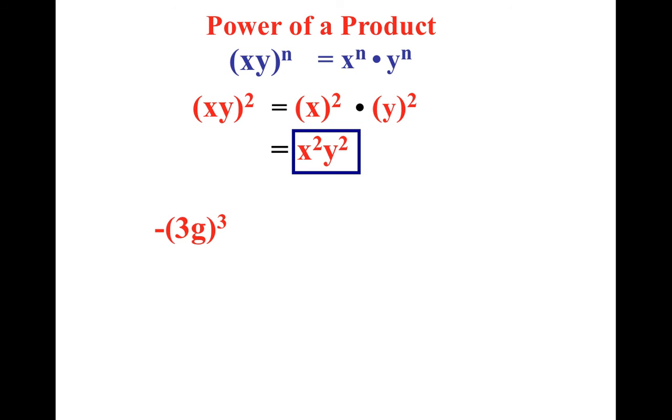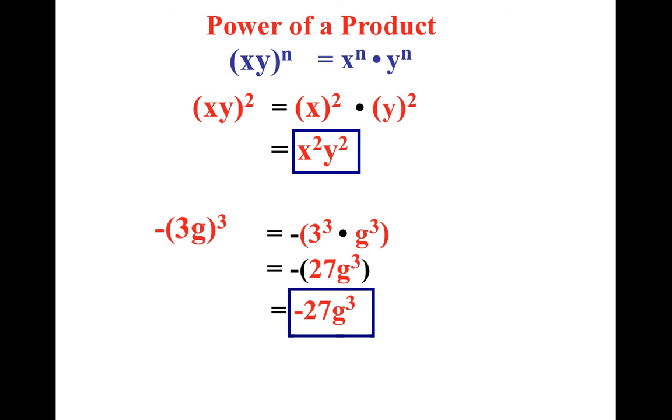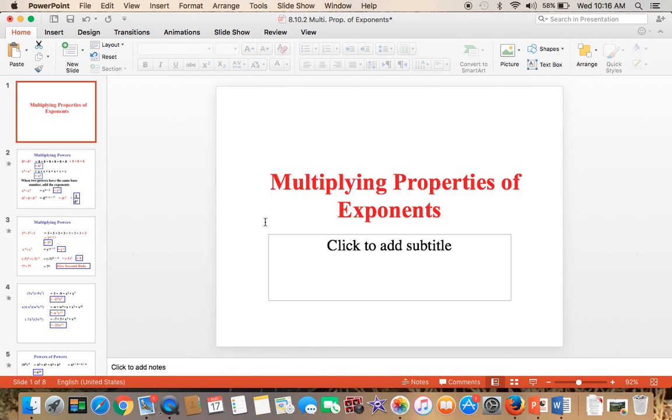Remember, the exponent only affects what it touches, and it's not touching the negative sign. So 3 to the third is 27, remember that from our cube. And g to the third, negative 27, g to the third. Okay, so really simple rules, super simple. However, as you can see, they do get a little bit intricate as you work with them. So don't be afraid to ask your teacher, don't be afraid to make mistakes, and if you got questions, definitely make sure to ask. All right, you guys, good luck.